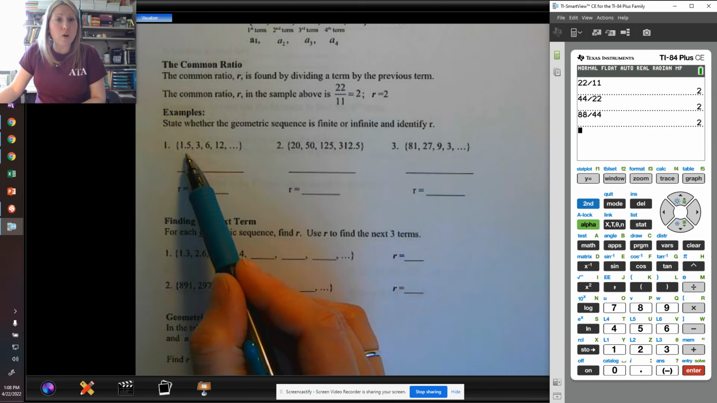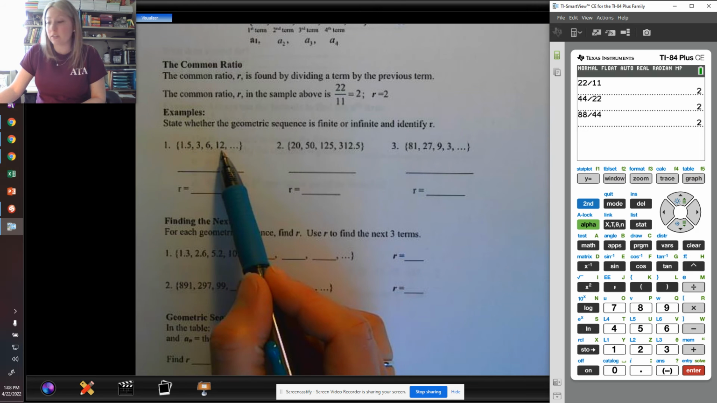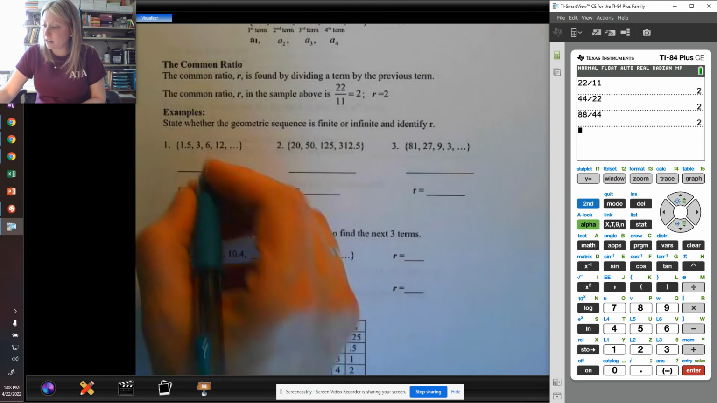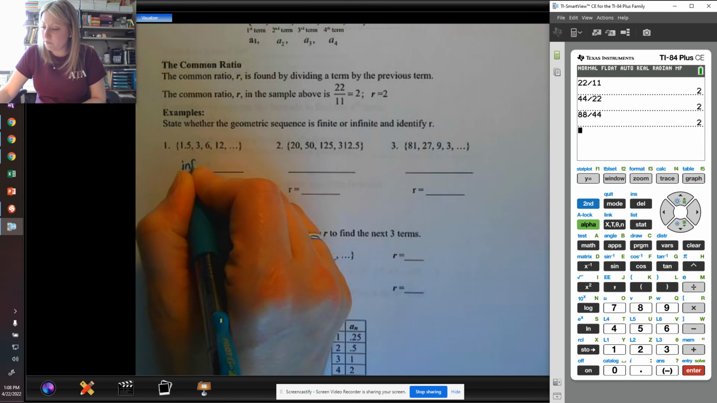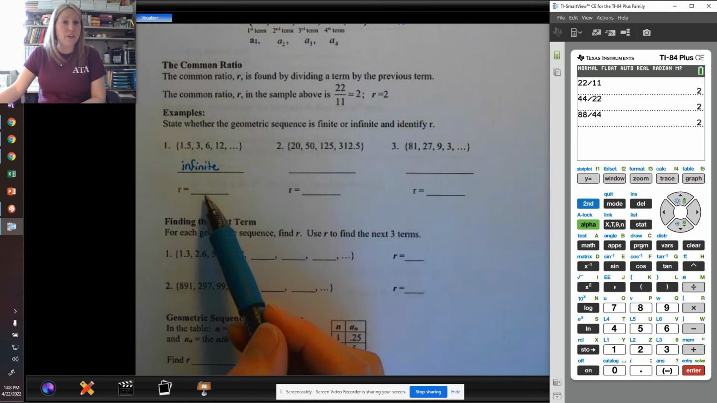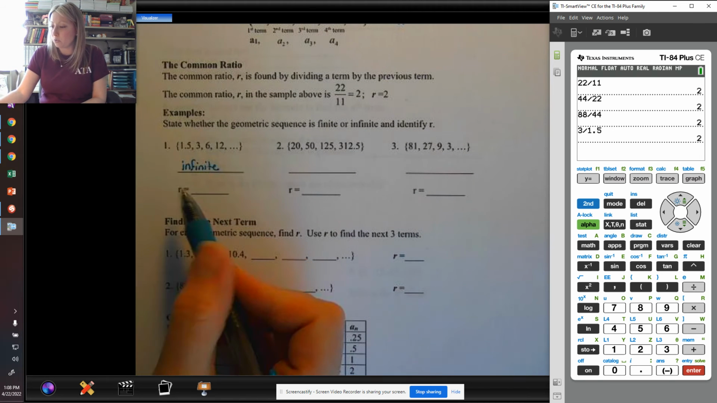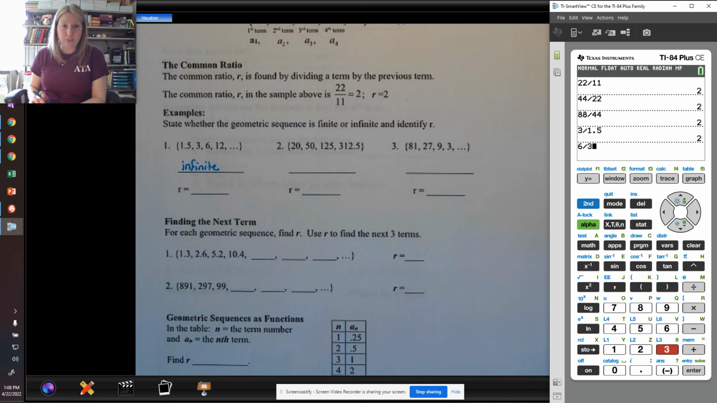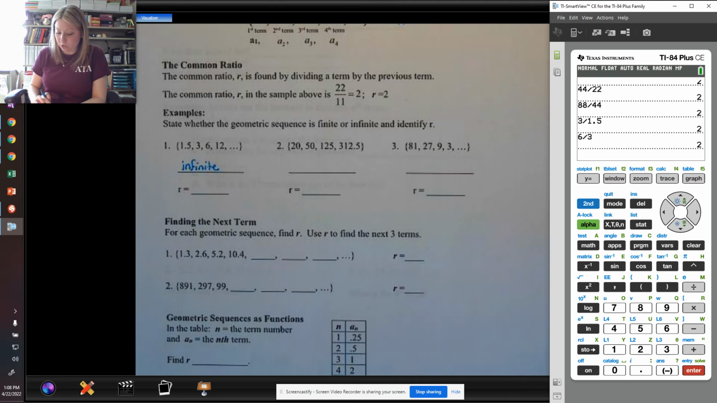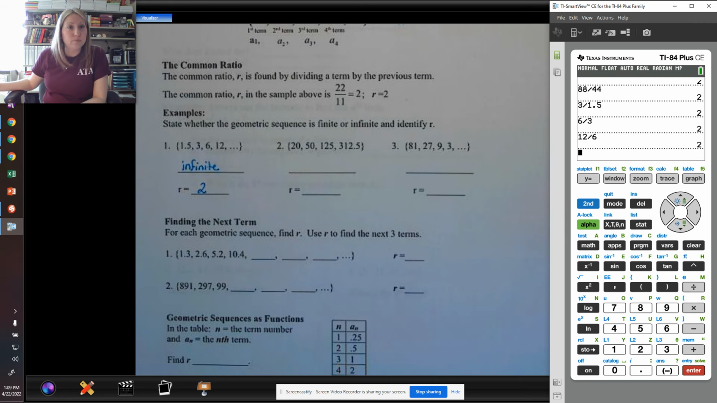Okay, so same rules are applying here, but now we're doing this by dividing. In sequence 1 here, we've got 1.5, 3, 6, 12, and the dots tell me this is an infinite sequence. What I'll do to find the R is take the second term divided by the first term. So 3 divided by 1.5. Okay, so we think it's 2. How about 6 divided by 3? Okay, we think it's 2 still. How about 12 divided by 6? And there we are. Our common ratio is 2.